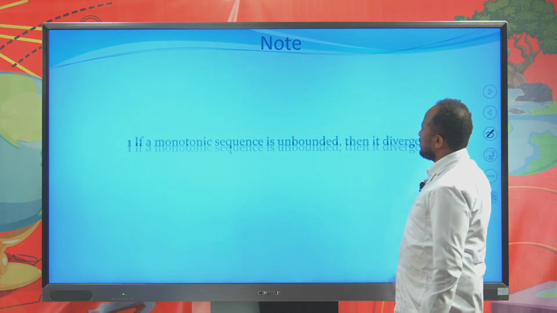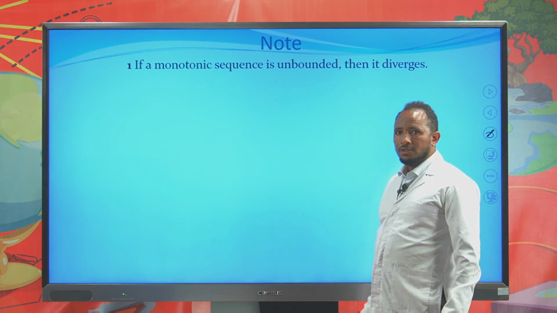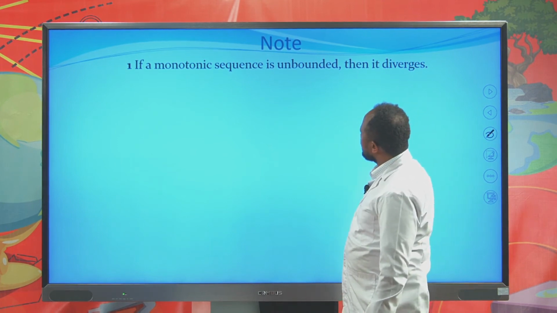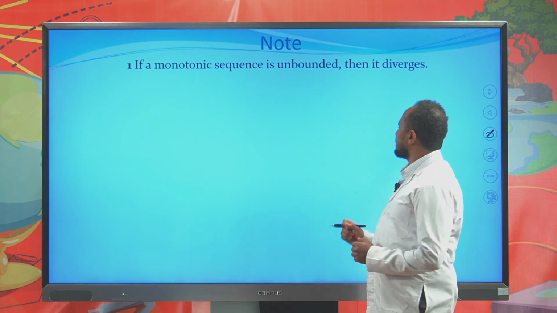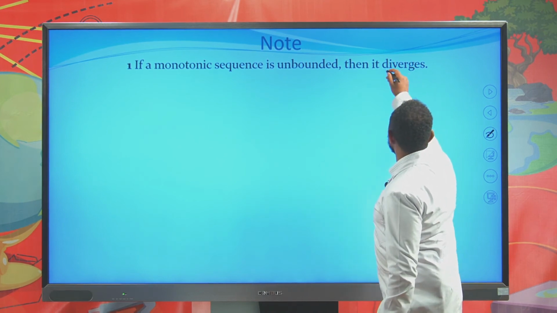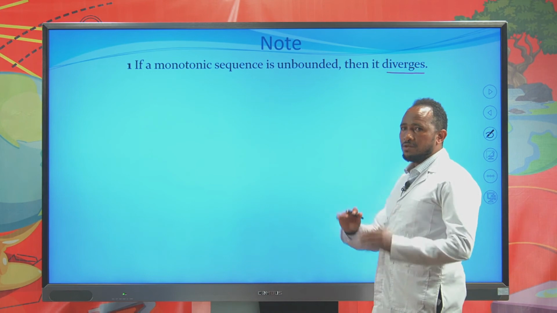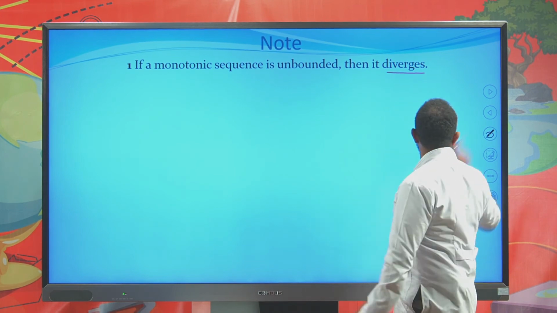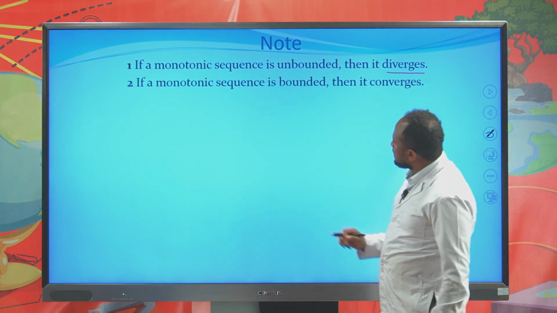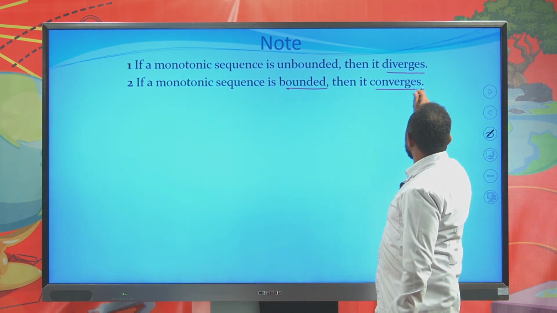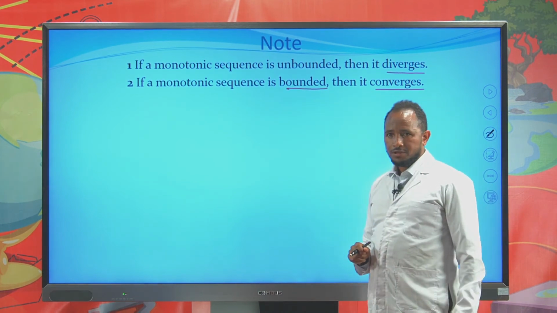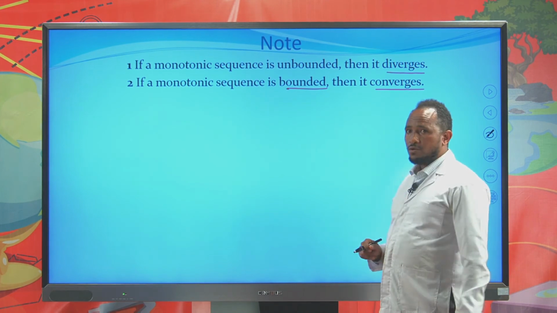Now note this one. If a monotonic sequence is unbounded, in that case the sequence diverges. If a monotonic sequence is unbounded, it diverges. If it is bounded, then it converges. A bounded monotonic sequence always converges.